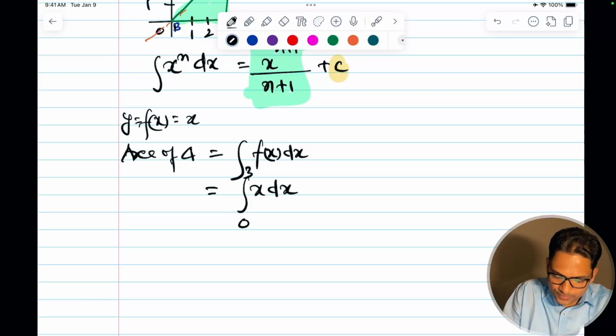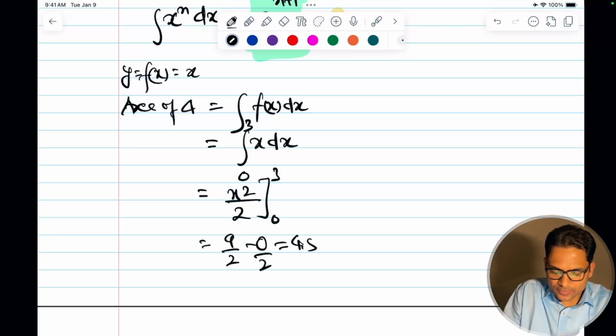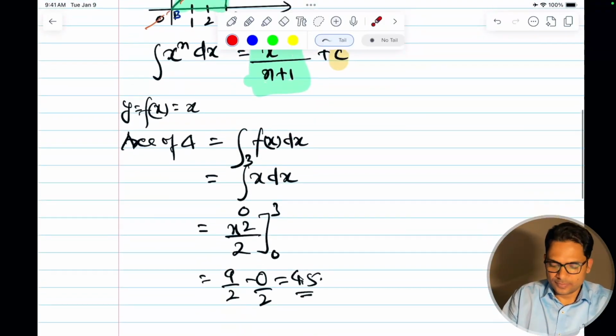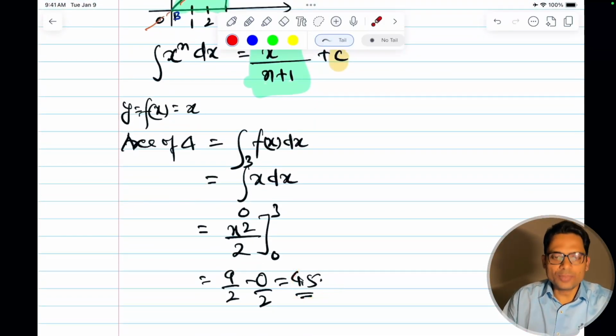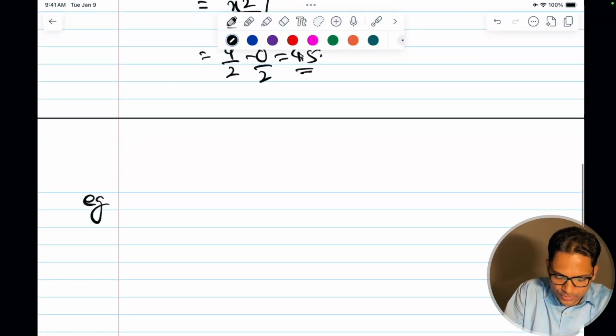So this is equal to integration of x dx is x square by 2, and the range is from 0 to 3. So this is your upper limit minus lower limit. So 3 square is 9 by 2 minus 0 by 2. So this is equal to 4.5. Same as what we got from half base side. Okay, simple. Let's do one more example quickly so that it solidifies your concept.